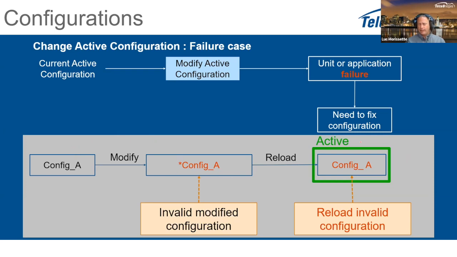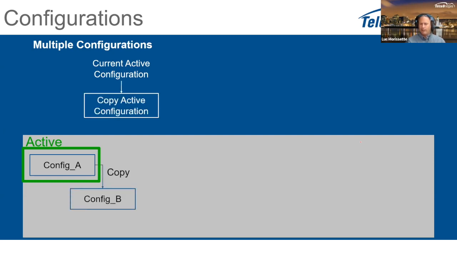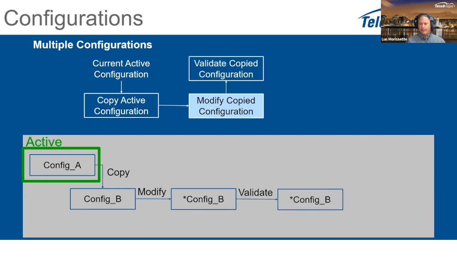To prevent getting into that scenario where you have a configuration that was changed and you don't know if it's good, you can do something like this. You can work with multiple configurations. You will have your active configuration that you can copy to a new name. You can then modify this configuration with the changes you need. You can validate this configuration, make sure that it is good.